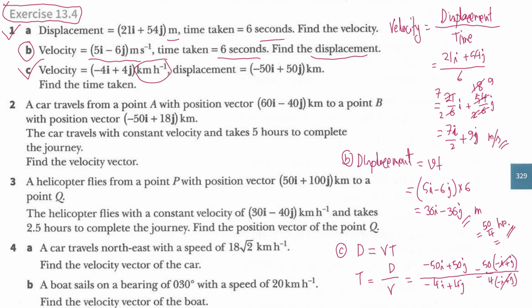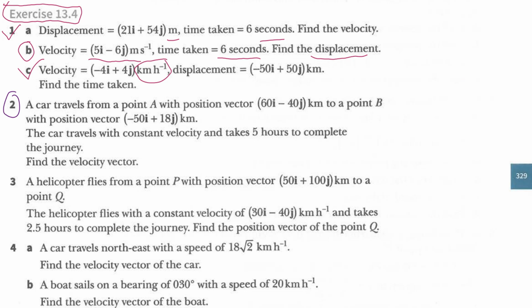In this stage I am going to move to the next question, question number 2. Stay tuned in my tutorial. A car travels from a point A with one position vector to a point B with another position vector. The car travels with constant velocity and takes 5 hours to complete the journey. Find the velocity vector.